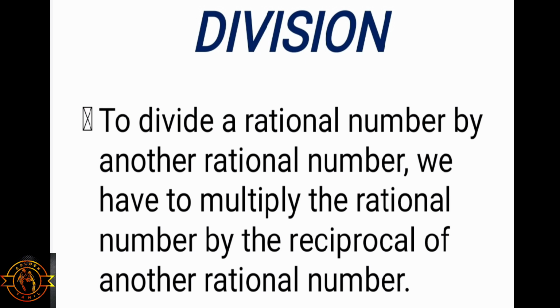What we have to do? We have to multiply the first rational number with the reciprocal of the second rational number. That is, to divide a rational number by another rational number, we have to multiply the rational number by the reciprocal of the another rational number.